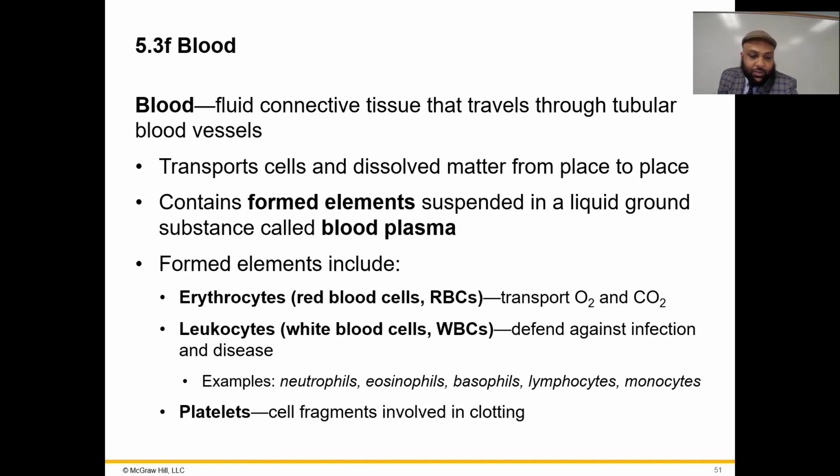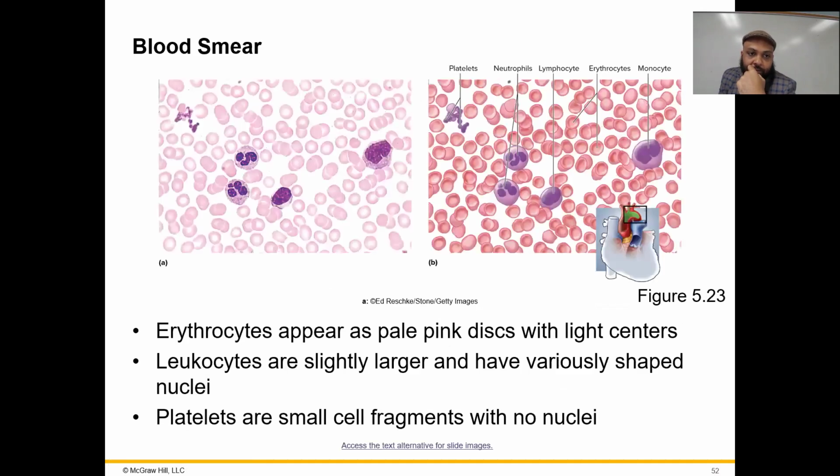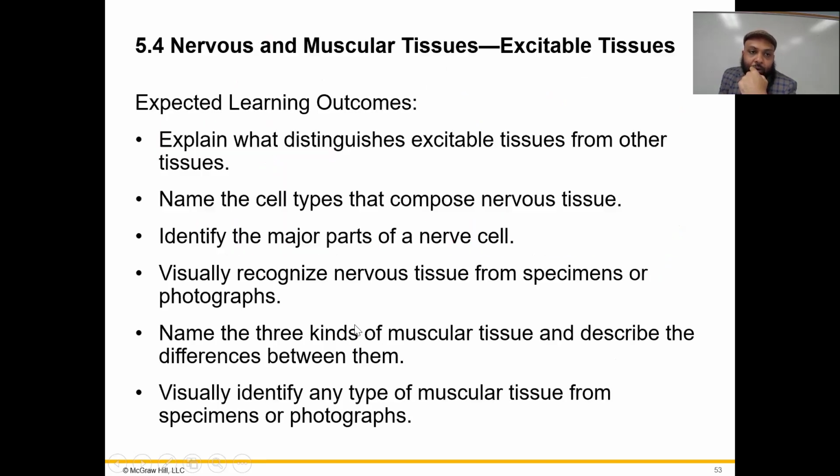Leukocytes are white blood cells. They defend against infection and disease. These are neutrophils, eosinophils, basophils, lymphocytes, and monocytes. Platelets are cell fragments involved in clotting. In a blood smear, erythrocytes appear as pale pink discs with light centers. Leukocytes are slightly larger and have variously shaped nuclei. Platelets are small cell fragments with no nuclei.